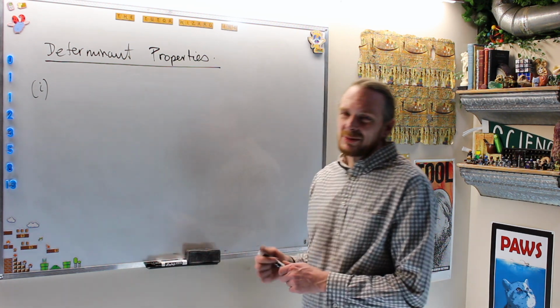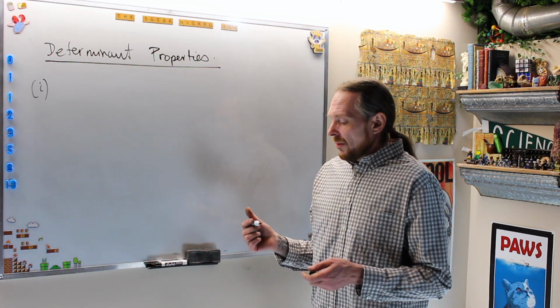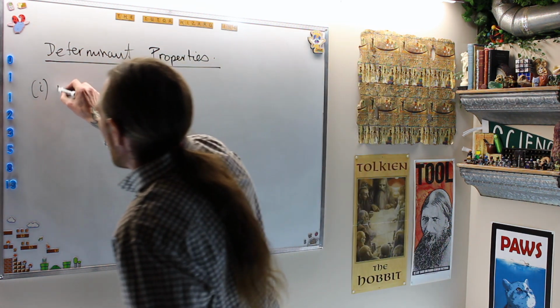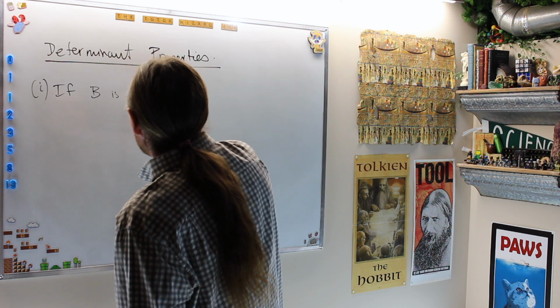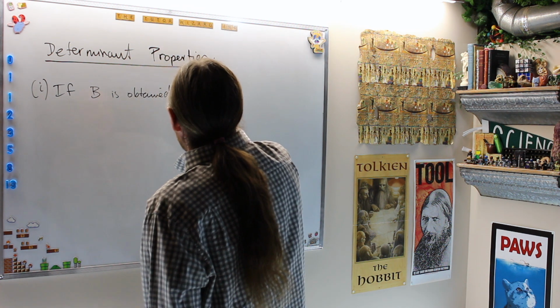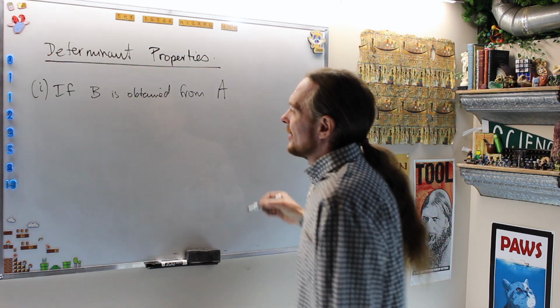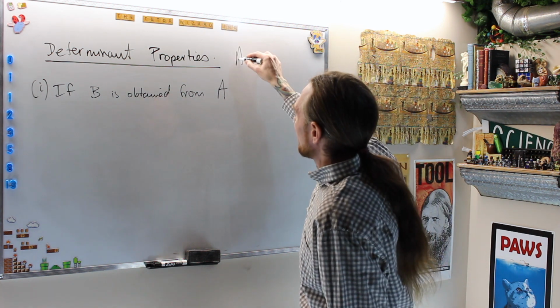We'll do an example. I'll show you in the 2x2 case. What it says is, if B is obtained from A, let A be an n by n matrix.